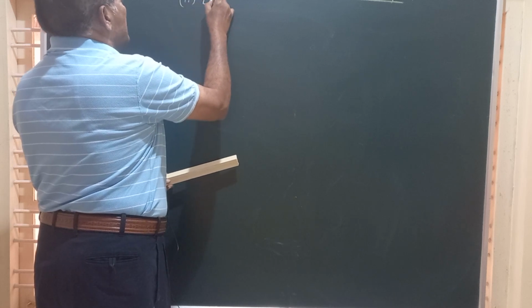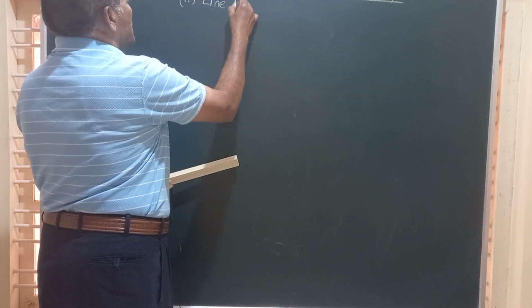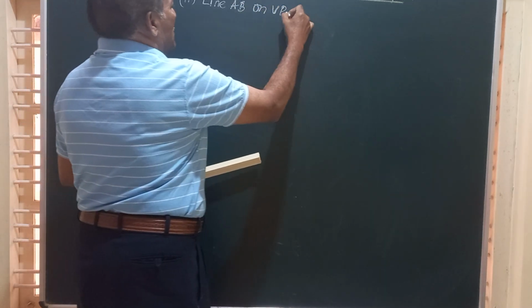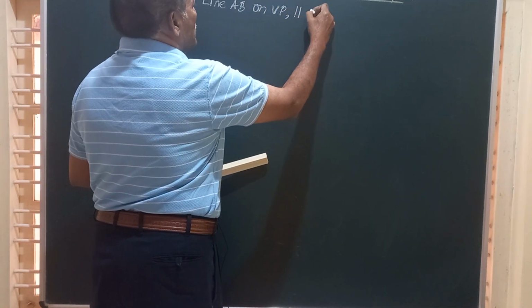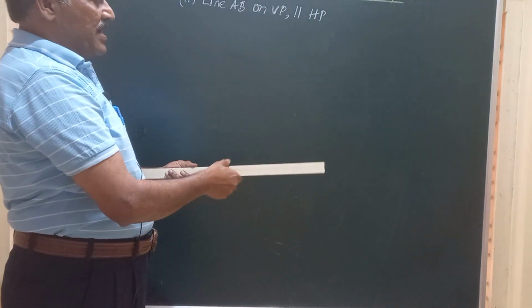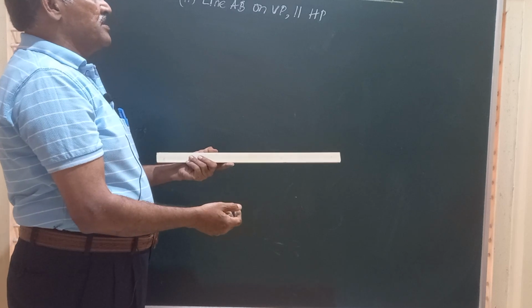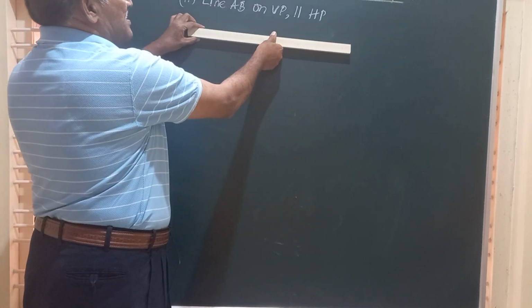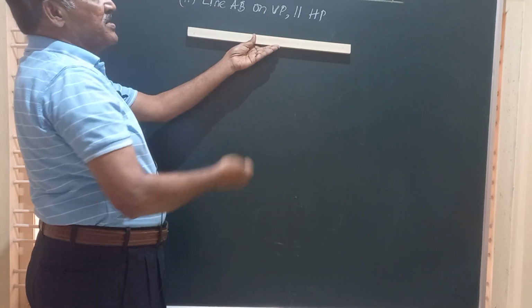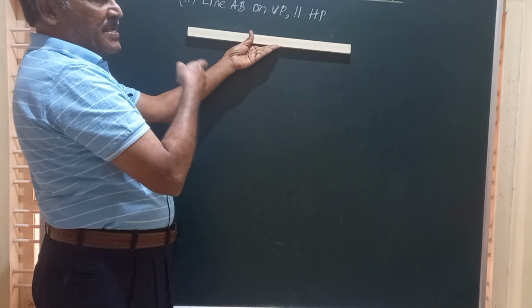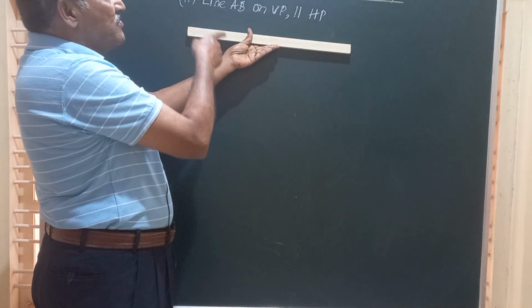Suppose you have line AB on VP, the vertical plane, and that is parallel to HP. It is on VP and parallel to HP. So friends, when this is on VP, the board is in front of it, so the front view is going to be a line. It is parallel to VP, on VP.